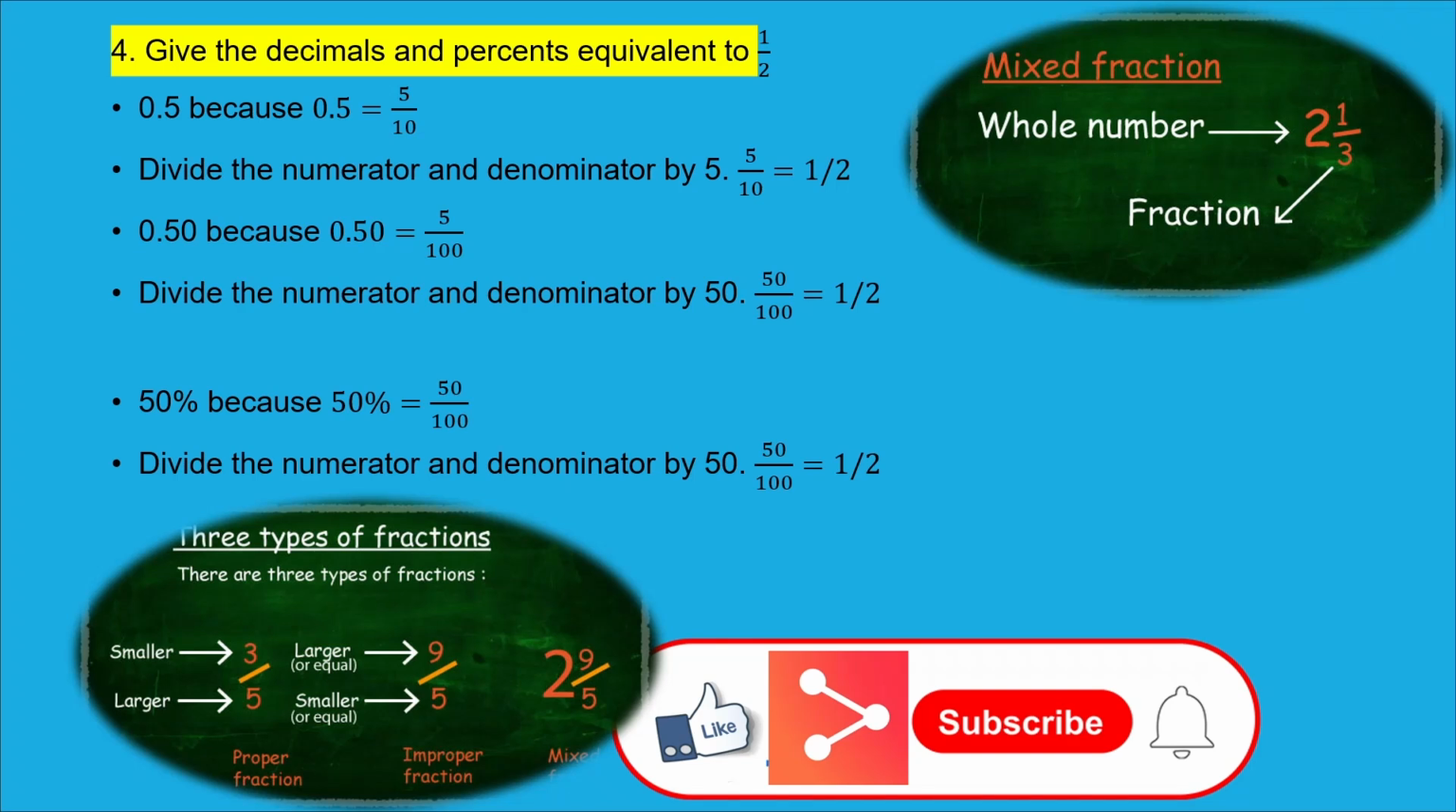As for the decimals and percents equivalent to a half, then you have 0.5, because that makes it 5 over 10. When you reduce, it becomes a half. Then 0.50 still is equivalent because it makes it 5 over 10, which is a half. Then 50% is also equivalent because it is 50 over 100, which reduces and makes it a half.